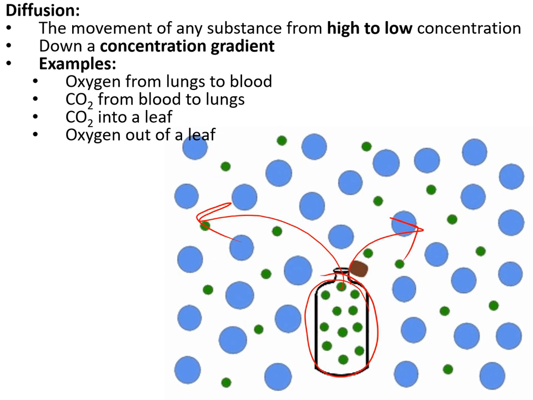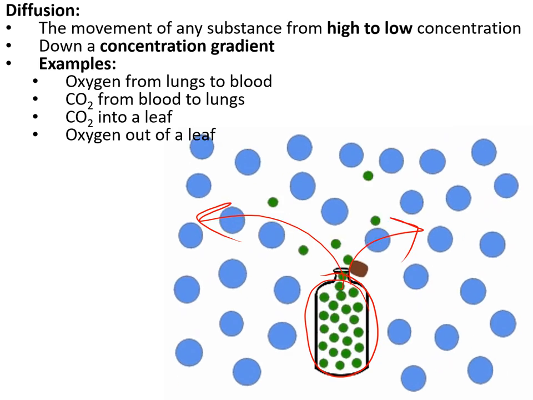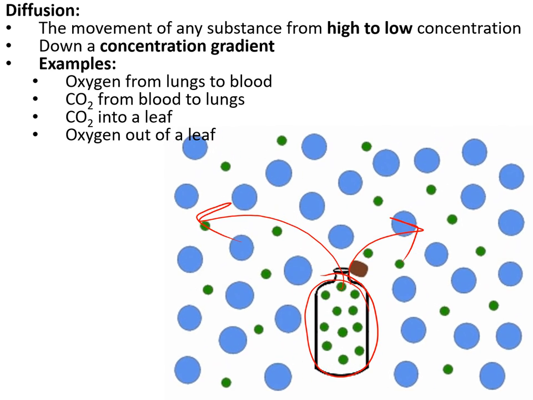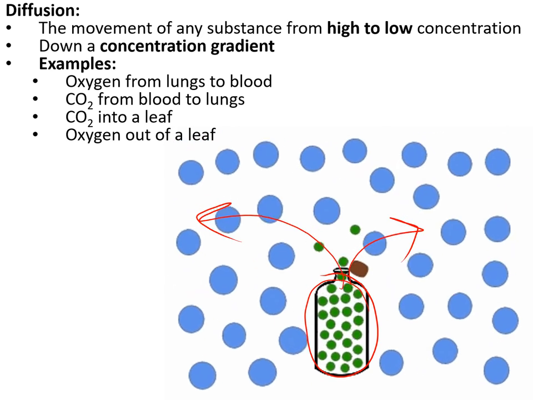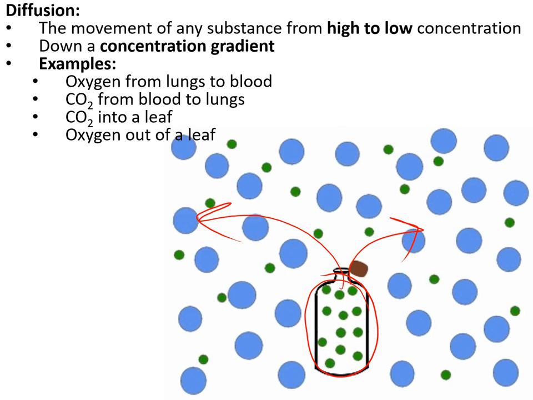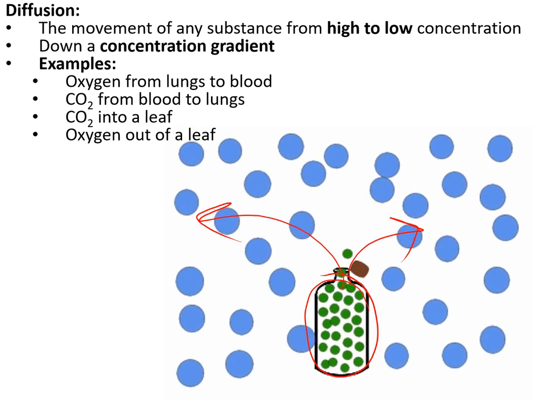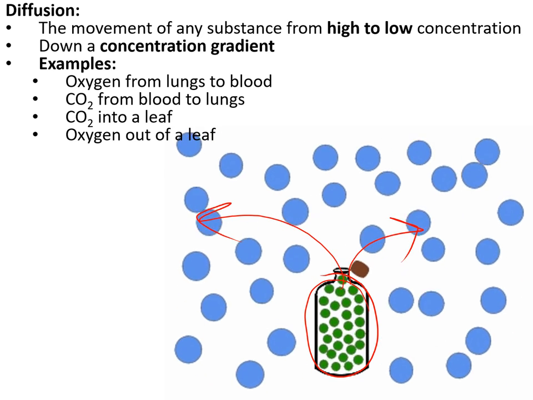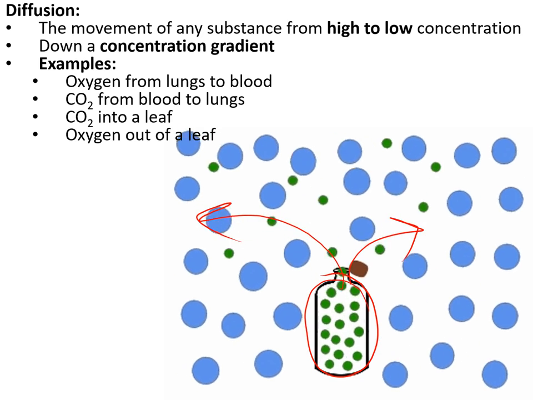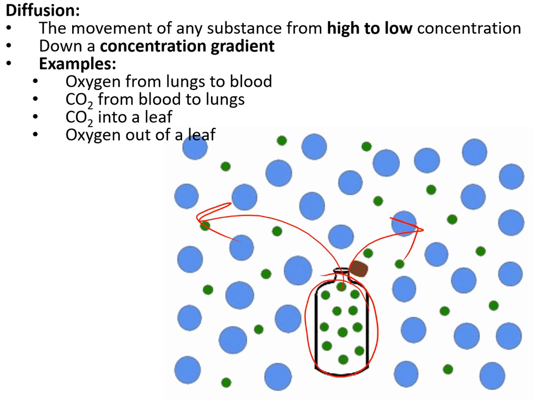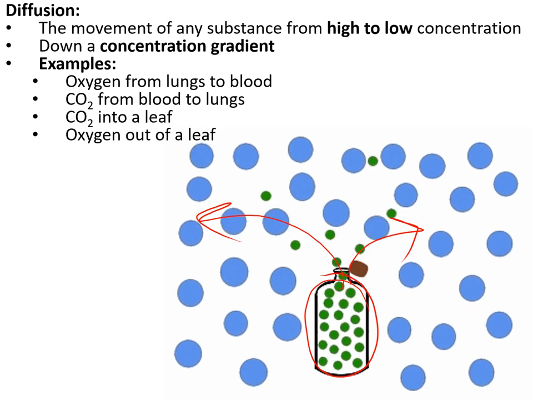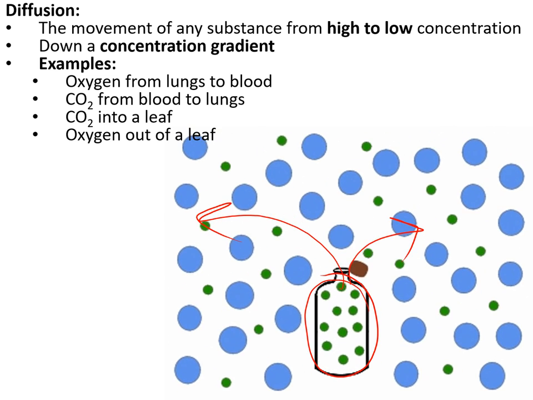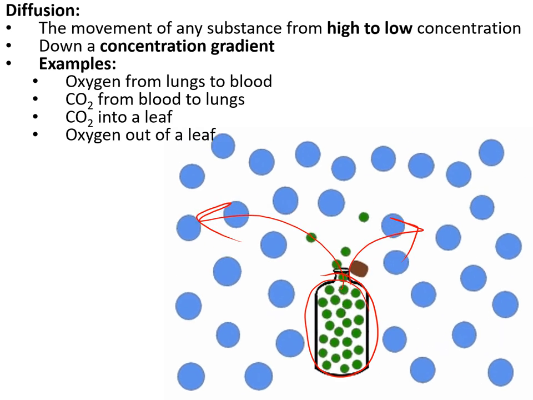This is how substances move into the lungs, so how oxygen goes from the lungs to the blood and how carbon dioxide goes from the blood to the lungs. Equally, carbon dioxide enters a leaf from the air where there's a high concentration into the leaf where there's low concentration. And oxygen leaves the leaf by the same process of diffusion. There's a high oxygen concentration in a leaf and it leaves the leaf to the air where there's a lower oxygen concentration.